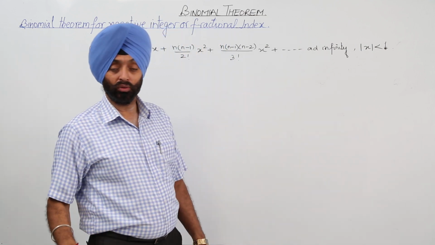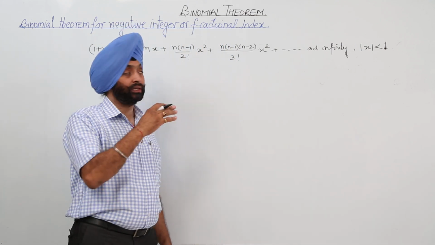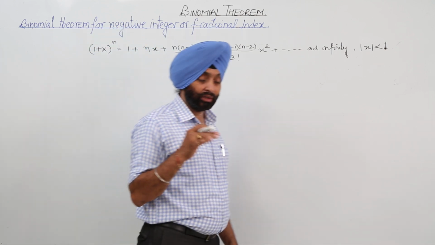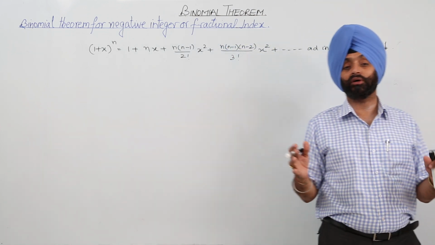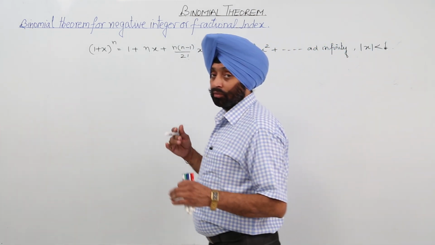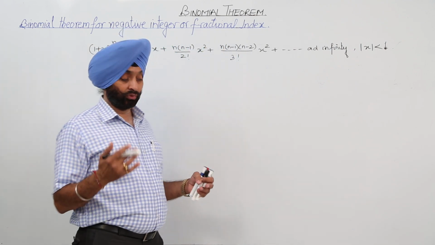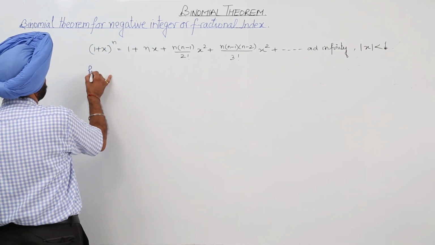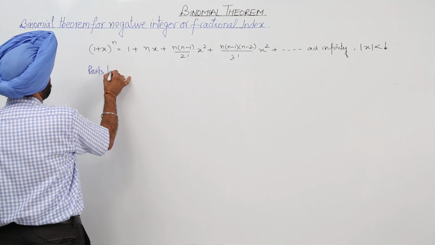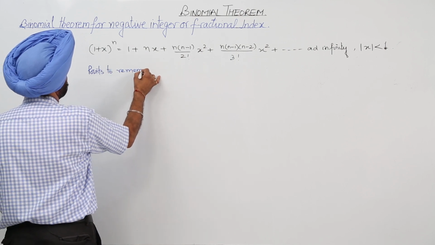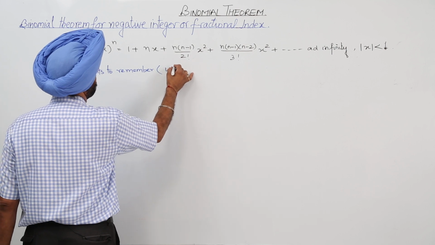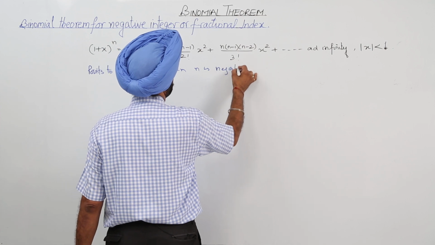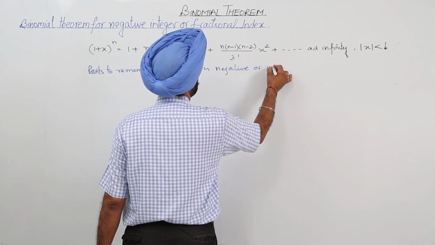Now, this is the thing. We can't count the terms when the exponent is negative or a fraction. Whenever the exponent is negative or a fraction, we have to keep some points in mind, so that solving a question may become easy for us. Now, what are the points to remember when n is negative or a fraction?